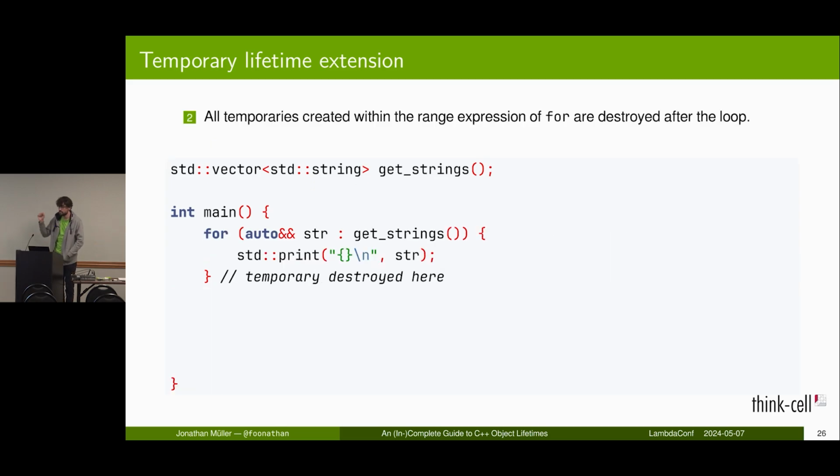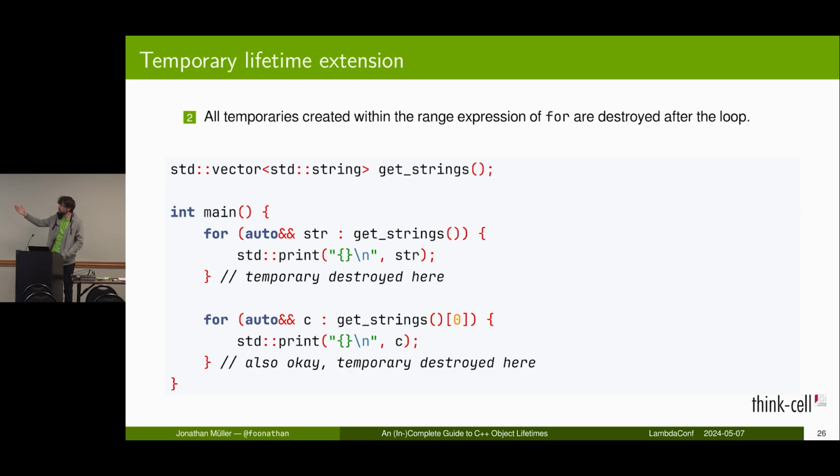The second case of temporary lifetime extension is in range-based for loops. Whenever the range expression, which is the thing after the colon, creates some temporary objects, their lifetime gets extended until the end of the loop. This means that it's safe to write code like this. So we're iterating over all the strings, this creates temporary objects, and they will be destroyed at the end of the loop. But it's also safe to iterate over the characters of the first string, because all temporaries created in the range-based for loop live until the end of the loop. So this is a special exception to make code like this work. So in a range-based for loop, you essentially never have to worry about the lifetime of temporary objects. They get extended.